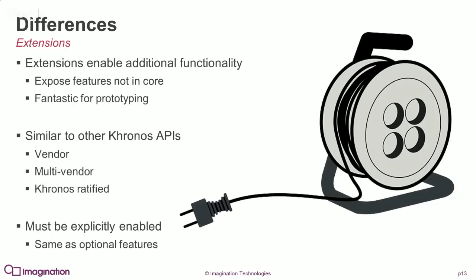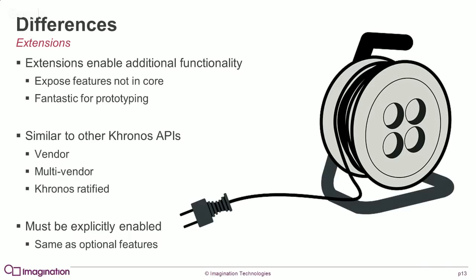And again, this is a Khronos API, and I think I briefly mentioned this earlier. There will be extensions. These are really great for prototyping features or exposing stuff in your hardware that's not in core. This is very similar to other Khronos APIs. So you're going to have vendor extensions, something like PVRTC. You may have multi-vendor extensions, things where you've got collaboration between multiple hardware vendors, like Pixel Storage, for instance. And there are also going to be Khronos ratified ones, where everyone agrees that in principle it will work.